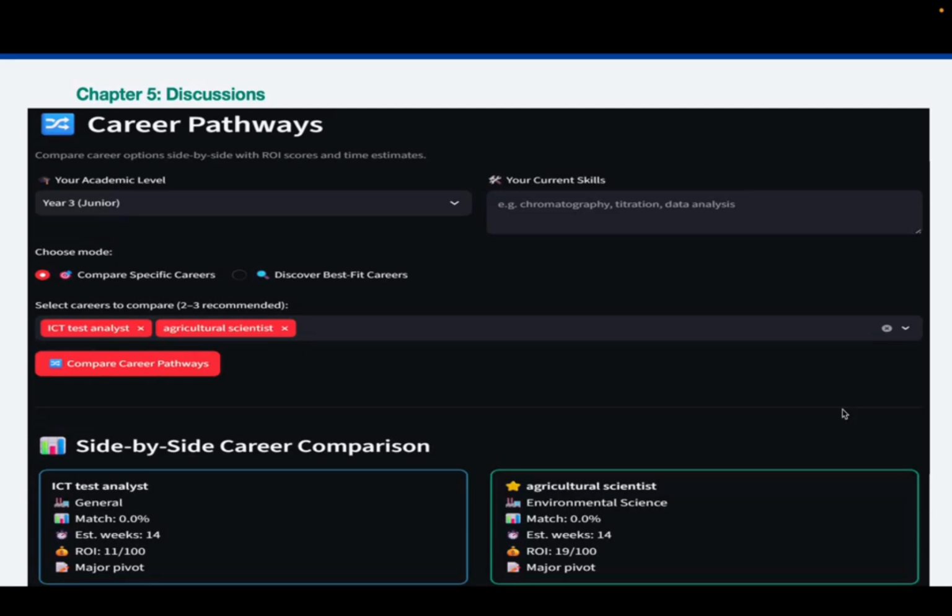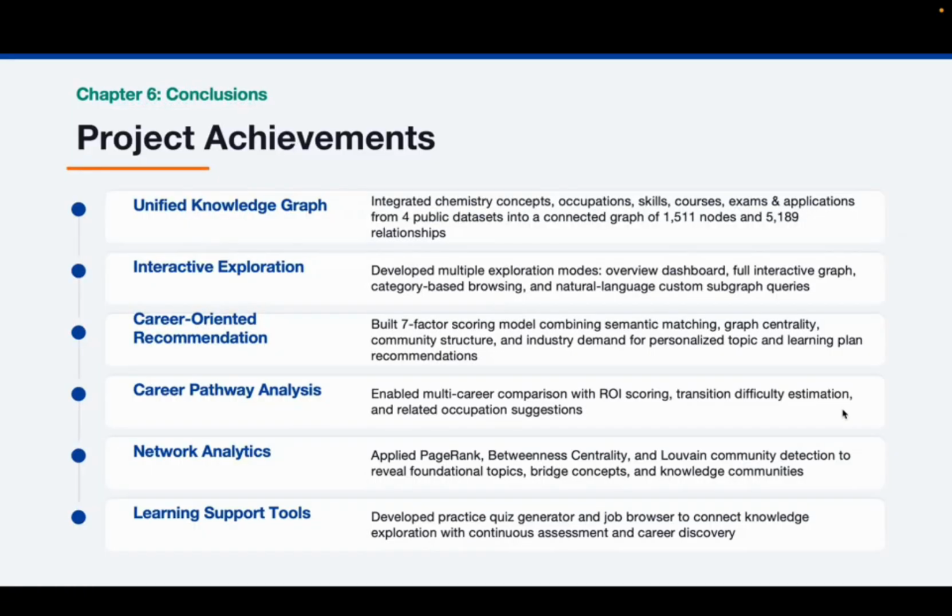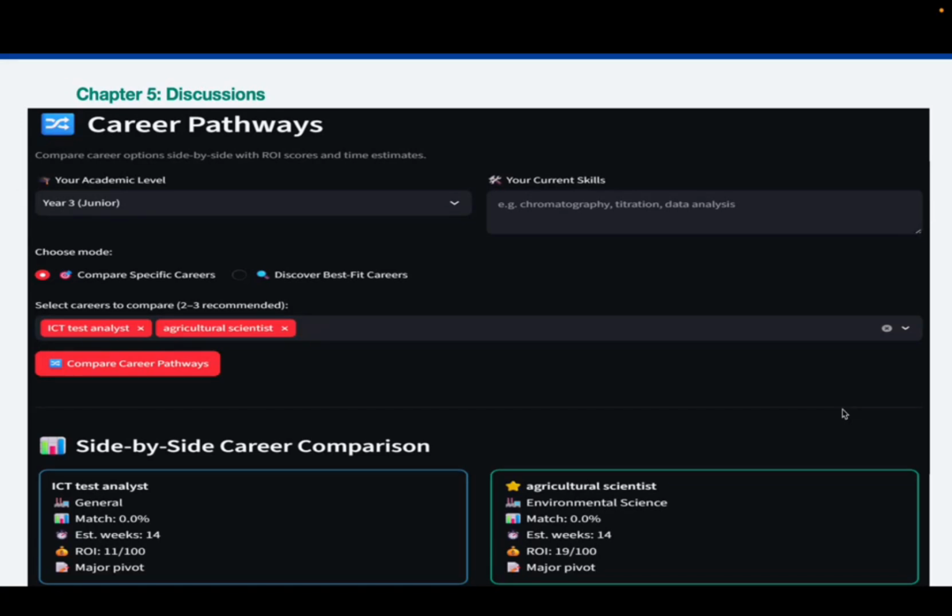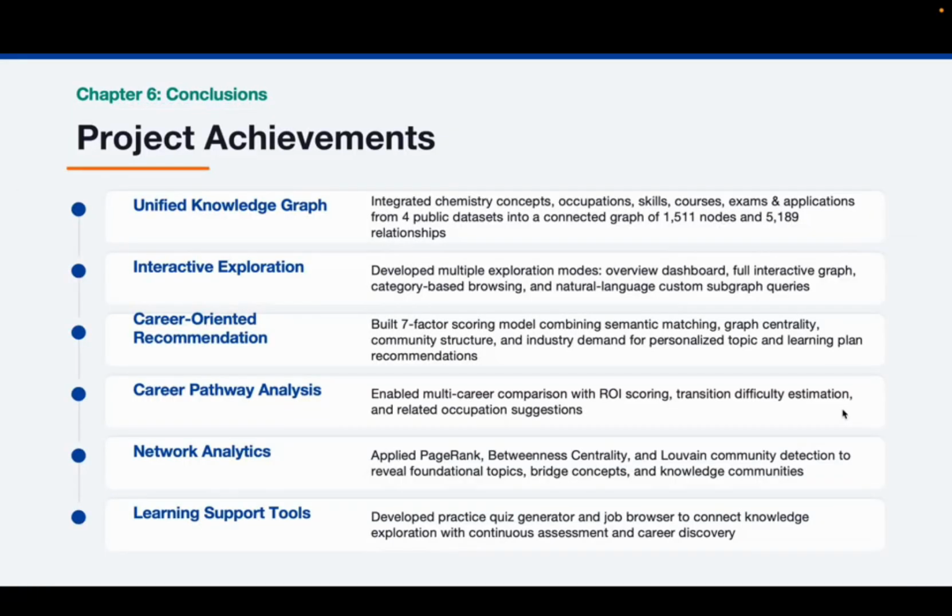So we built a chemistry knowledge map integrating concepts, occupations, skills, courses, exams, and applications. The system goes beyond visualization by combining semantic matching, graph traversal, centrality analysis, community detection, and career recommendation. Users can explore, identify important concepts, discover related occupations, analyze skill gaps, and generate customized learning pathways, making the graph a practical decision support tool.